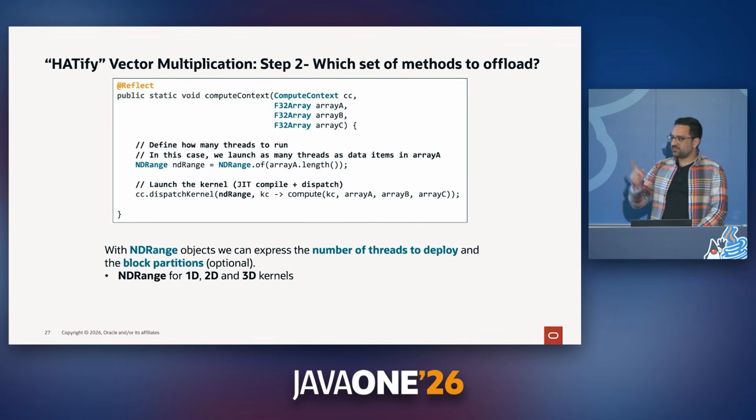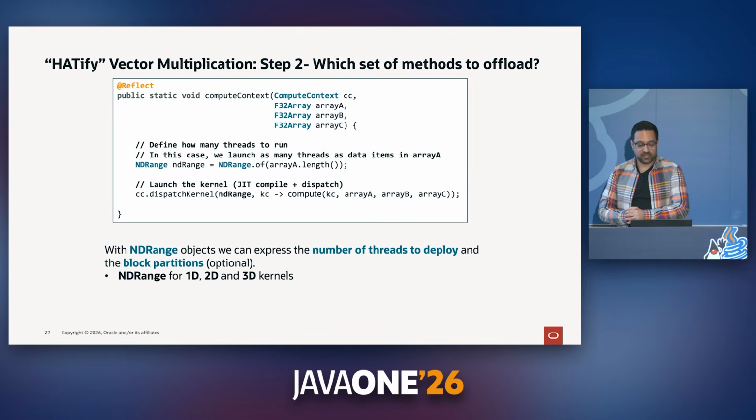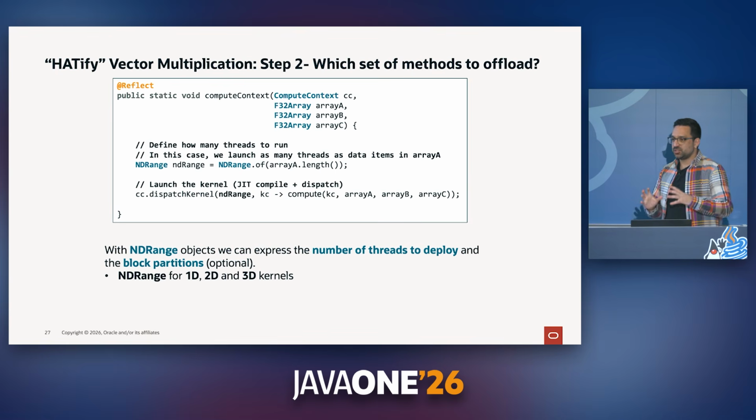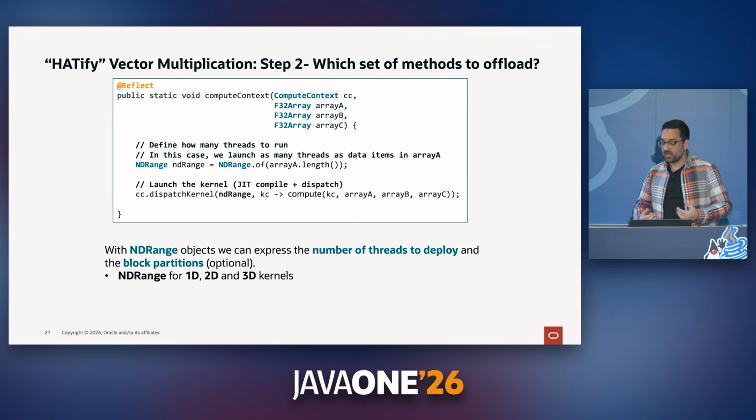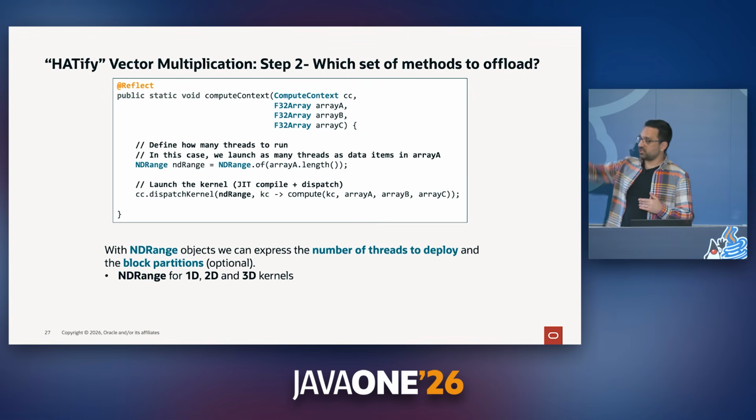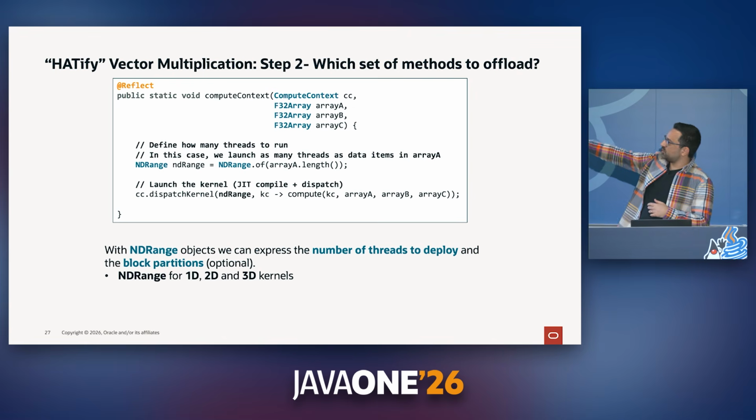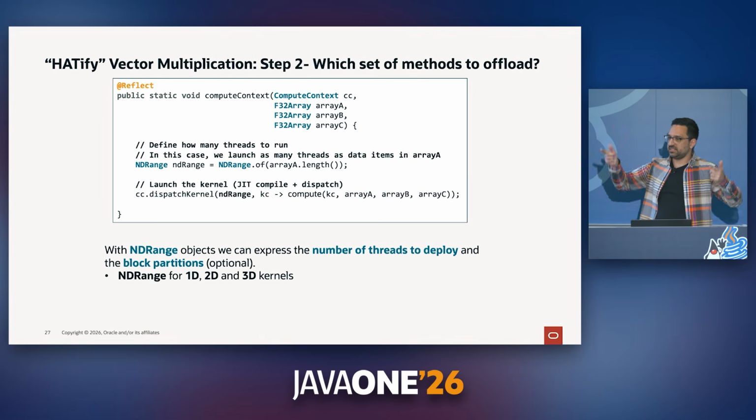Now, the question that Soren had in the previous talk: how many threads are you really going to launch? Well, we do this with an ND range. So the second part of the HAT program involves what we call a compute context. Compute context is another method that is reachable from code reflection, so we annotate it with @reflect. Previously we had a kernel context, and now we have a compute context. Here we define a graph of computation, essentially. In this case, we launch one kernel, but we could launch many kernels.